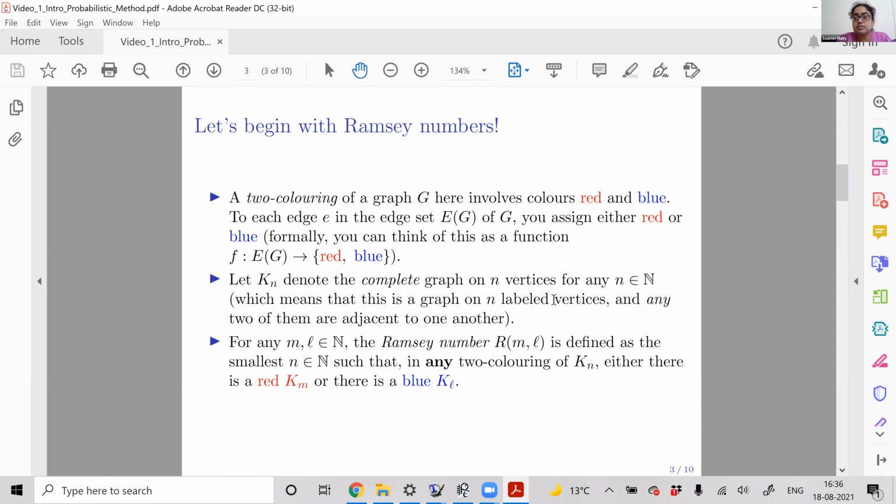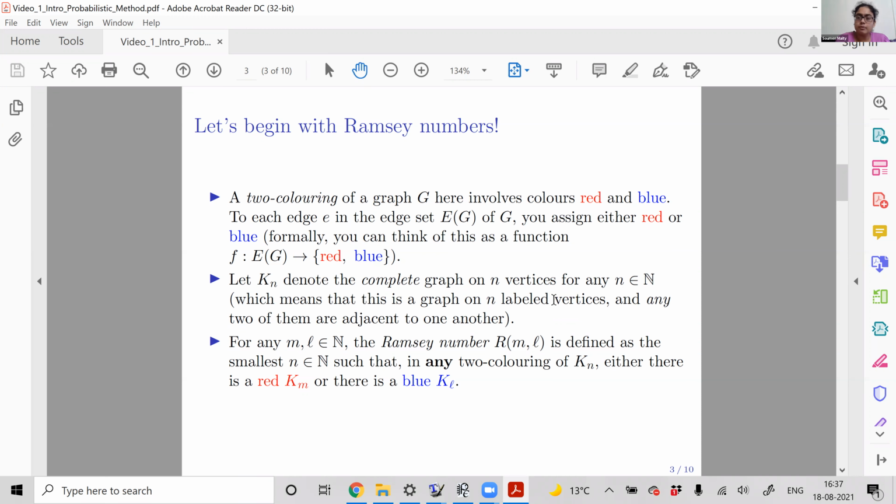Again, this may be something you have seen before, because K_n is quite standard notation for complete graphs. What this means is that n is any positive integer, and you start with n labeled vertices, say 1, 2, and so on up to n. You label them, that's important. And then you add an edge between any two vertices in this set of labeled vertices. You pick any two of them and draw an edge between them. So any two vertices in this graph are adjacent to one another. It's called complete because all possible edges are present in the graph.